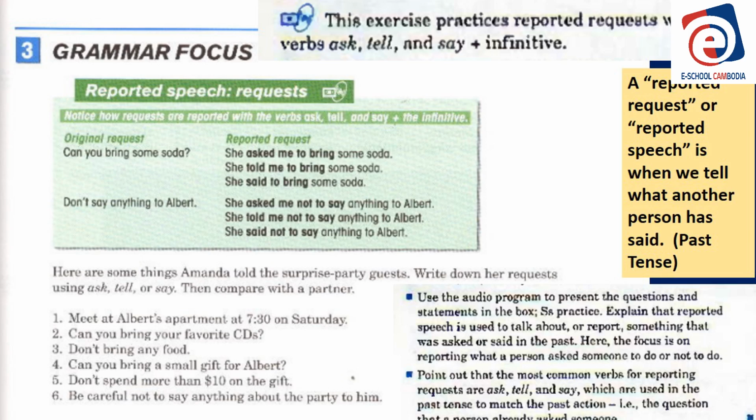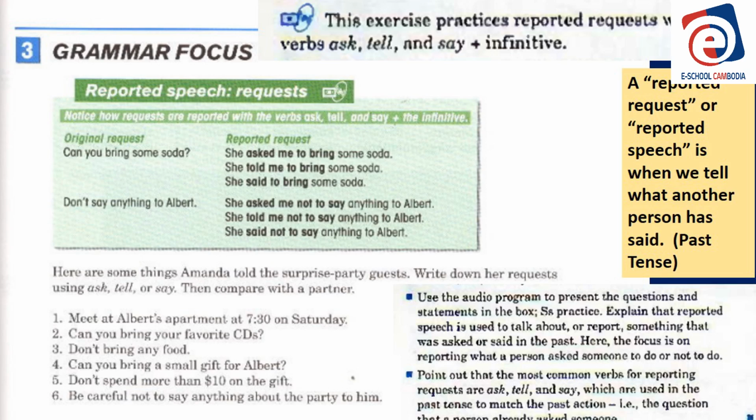Okay, so we use asked, told, or said. "She asked me": all of these are past tense because we're telling about something that someone told us before now, and so it's in the past. We have to use the past tense verb, and we use the infinitive, to. "She asked me to bring some soda." "She told me to bring some soda." "She said to bring some soda." So that is an example of a reported request.